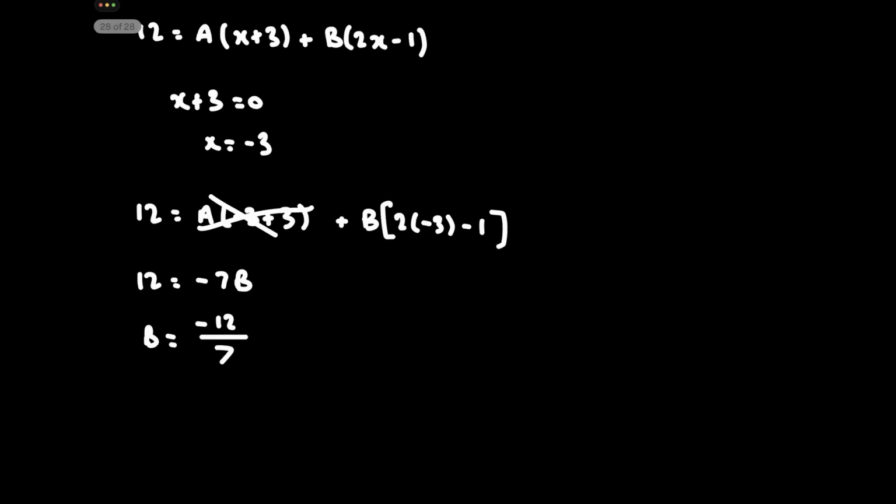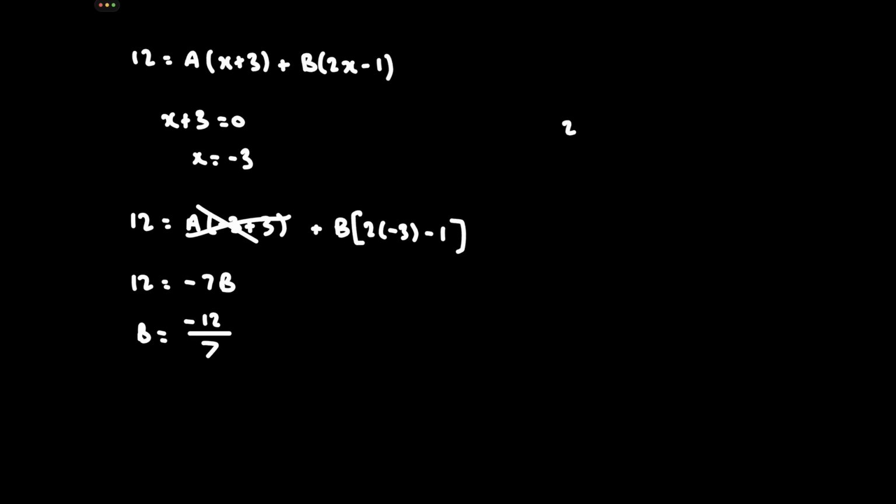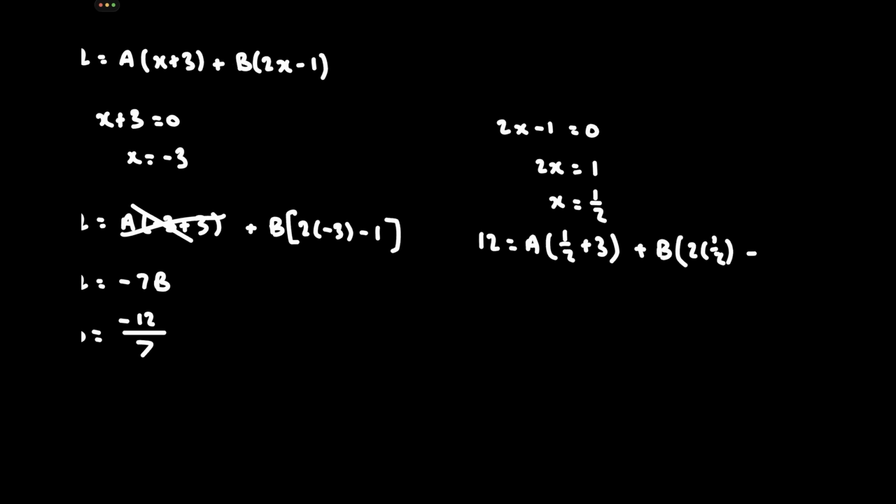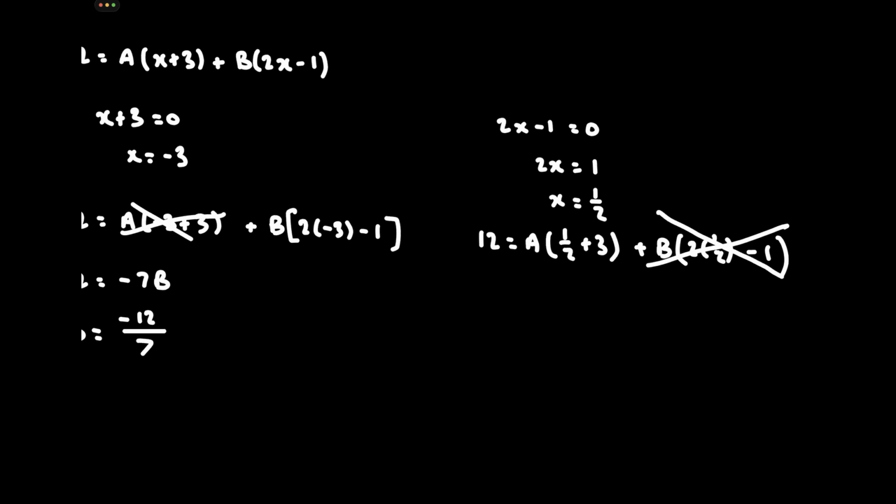There we have it. And now the other value I'm going to let equal to 0 is when 2x take 1 equals 0. And solving for this, I can say 2x equals 1. That means that x equals a half. And if I do that, I can say, when I let x equal a half, 12 equals a times a half plus 3 plus b times 2 times a half take 1. And we already know that because we let x equal a half, this entire section of my equation cancels out.